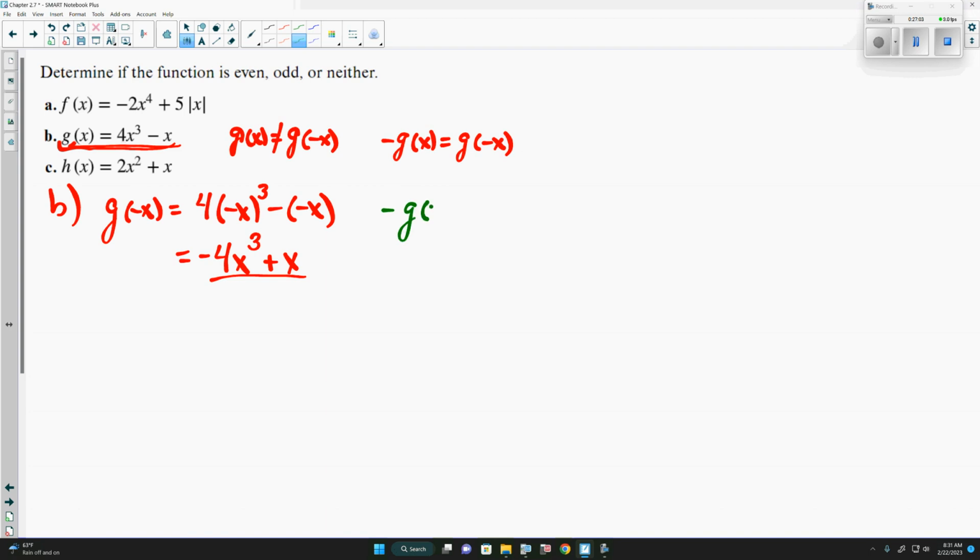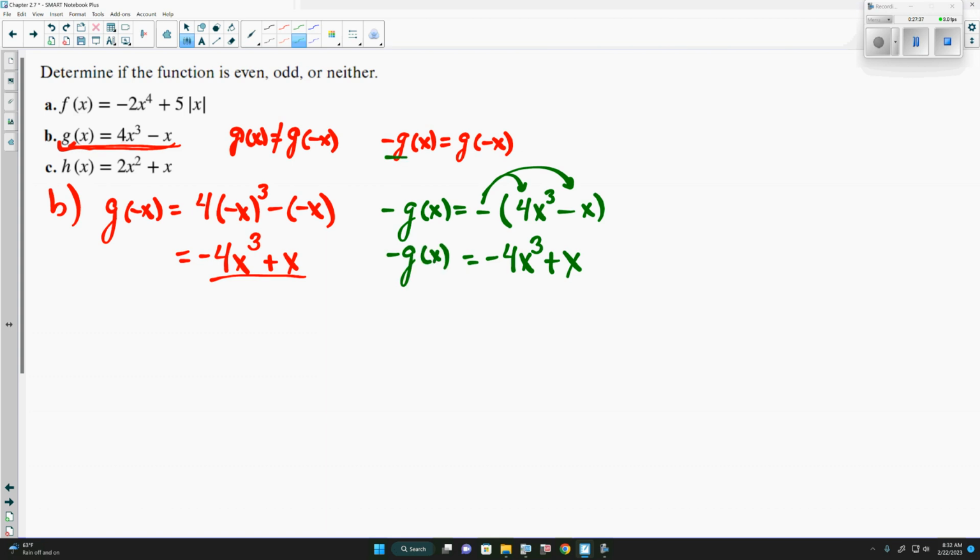Now the next thing we need to find is negative g of x. Now negative g of x I think is a little bit easier to find than g of negative x. Because for this here, all we're saying is that we're distributing a negative through the entire function. We're multiplying everything by negative 1. So our negative 1 times 4x cubed is going to be negative 4x cubed. Our negative times negative x is going to be plus x.